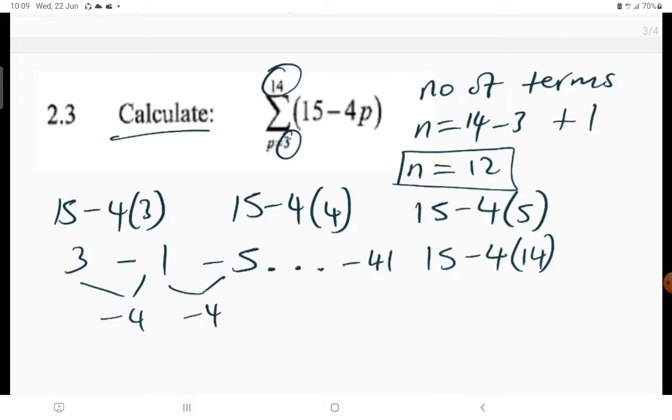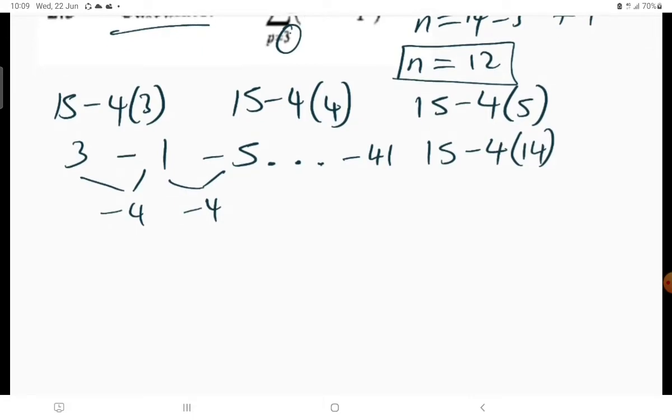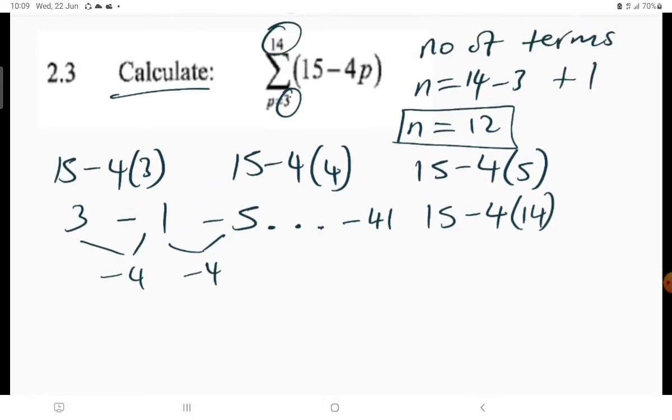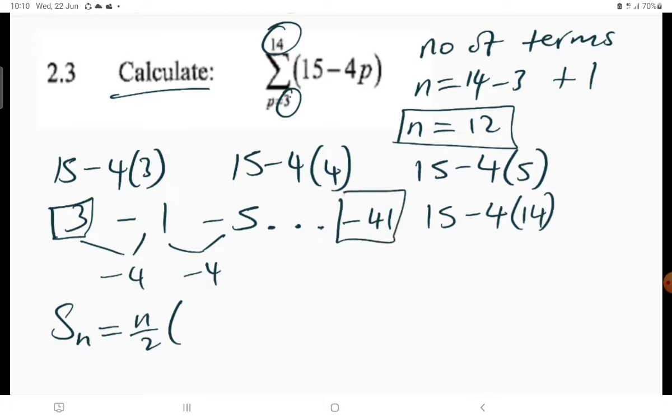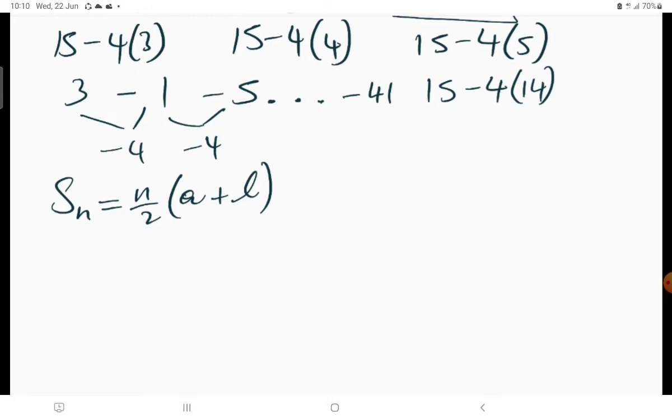Now what do we do next? We need now to apply the sum formula for arithmetic series. So the sum of the number of terms is equal to n over 2, times a plus L. Imagine when you have the first term and the last term, it's very easy to use this formula. If you have the first term and the last term, you can always use this simple formula.